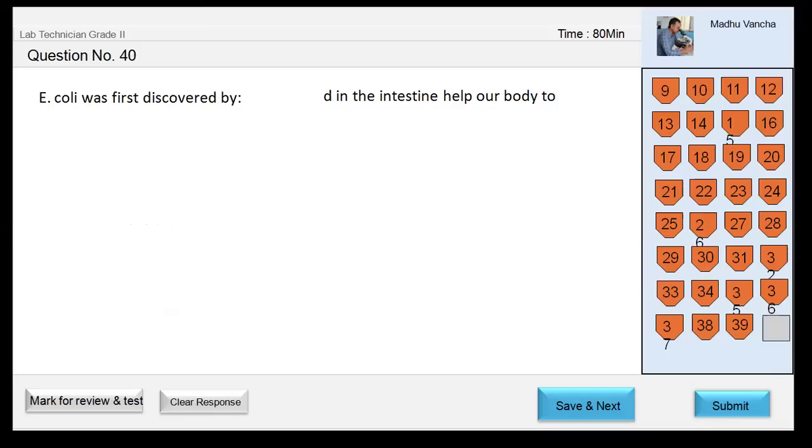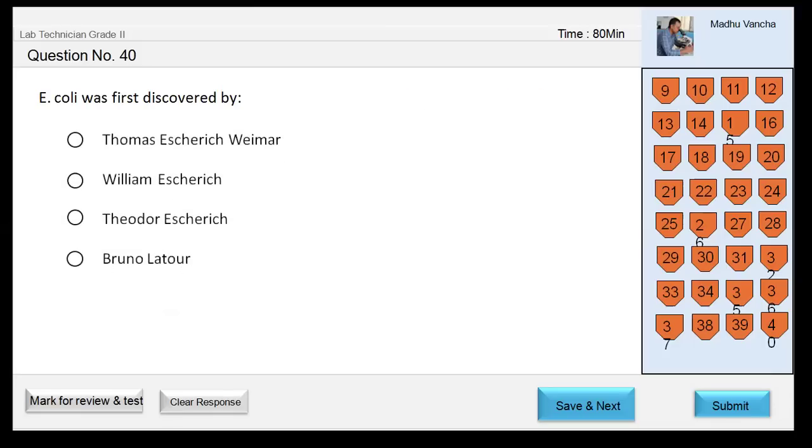Next question, E. coli was discovered by scientist. Option A, Thomas Escherichs Weimer. Option B, William Escherichs. Option C, Theodor Escherich. Option D, Bruno Latour. Here the right answer is Theodor Escherich.